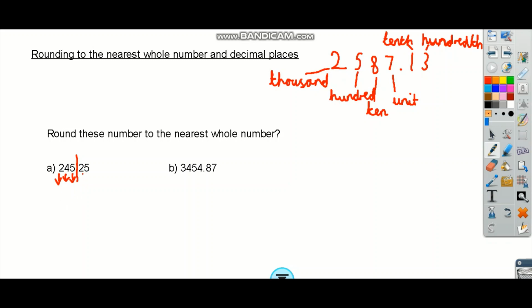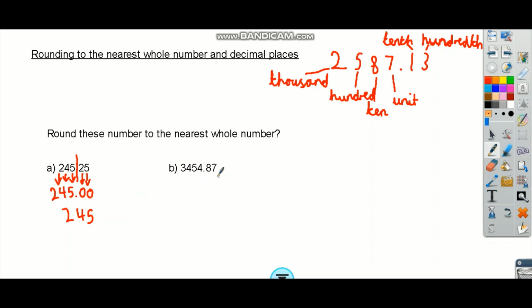But then we turn the numbers after the line into 0. That will be 245. And always remember to never write the zeros in your answer. So your answer is 245.